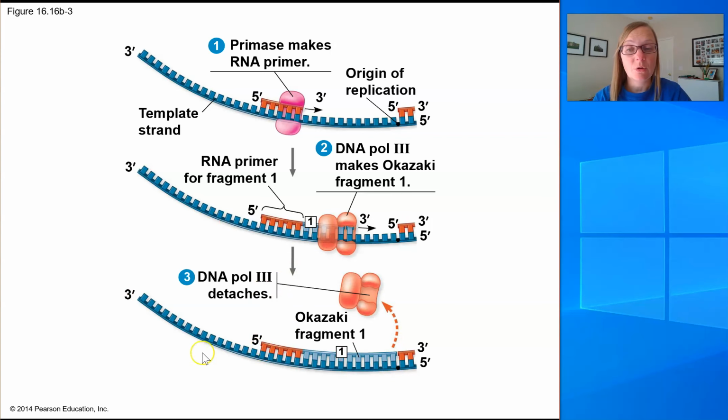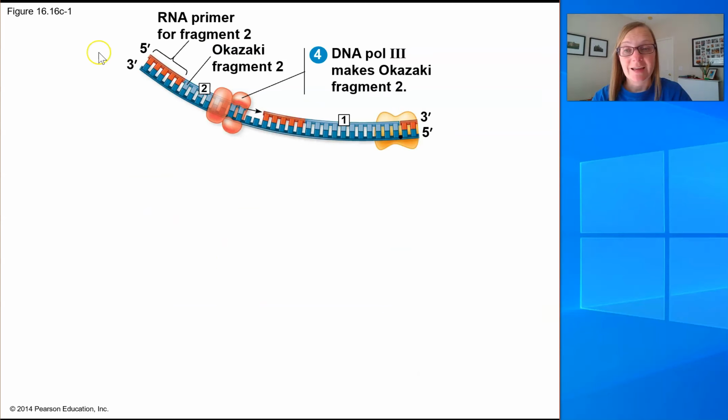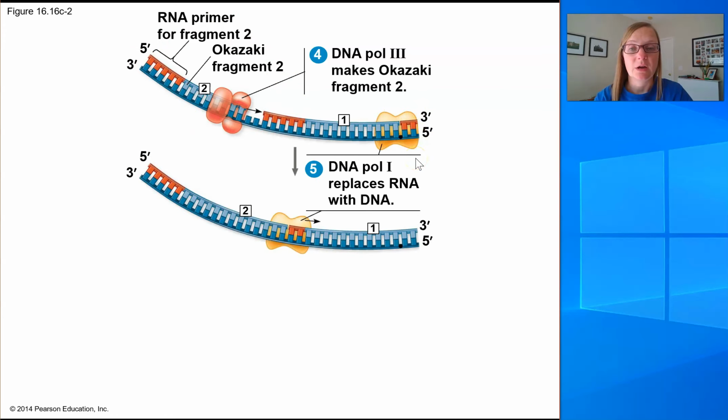We're ready to build a new Okazaki fragment a little bit more upstream. So again, the primase is going to come in and put together a little primer there. DNA polymerase 3 can come in and fill in the space between the two primers there, making Okazaki fragment 2. Now, while the primase and DNA polymerase 3 are working over here, you'll notice there's another enzyme, a yellow-orange one. This other enzyme is called DNA polymerase 1.